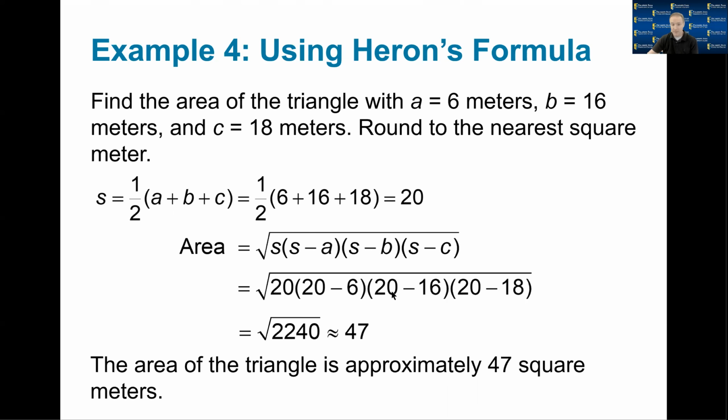That means our area is going to be the square root of 20 times 20 minus each of the sides. So 20 minus 6, 20 minus 16, and 20 minus 18. You're going to have the square root of 20 times 14 times 4 times 2. Whenever you multiply all of that out, you'll get the square root of 2240, which is approximately 47. Now, in this case, I shouldn't say units because we know the units, it's meters. So this is going to be 47 square meters or 47 meters squared.